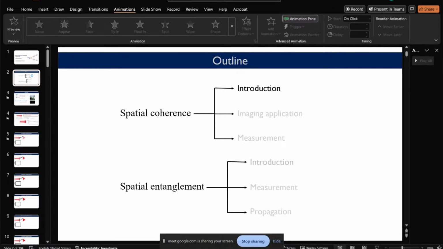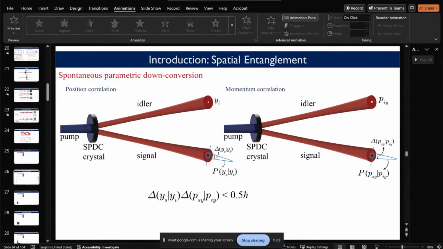So instead of doing this joint measurement, we found that we need to find this conditional probability distribution, P of ys given yi, in some other way. We found that for the parametric down conversion process, which is a very common way of generating spatially entangled photons, one does not need to measure this in a joint manner. Let me go to the slide.